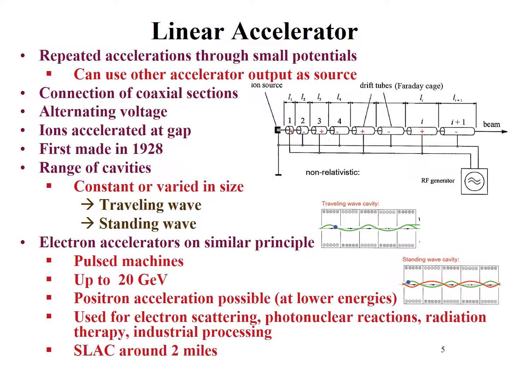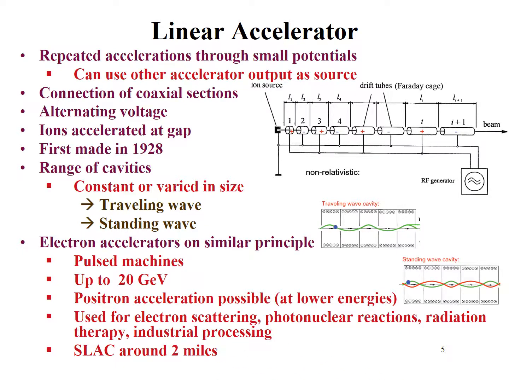Alternating voltages are used, and ions are accelerated at the gaps in the accelerator themselves. These were first made again in the late 20s, similar to the other systems, so a lot of work was going on at that point. The cavities can range in size, as shown here. Also, you can have different waves, one the traveling wave and a standing wave for the electromagnetic radiation.